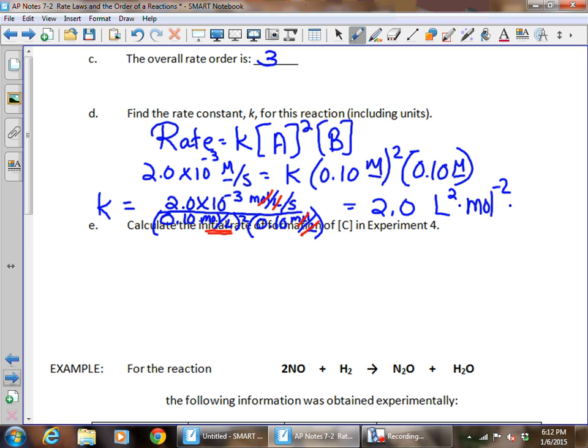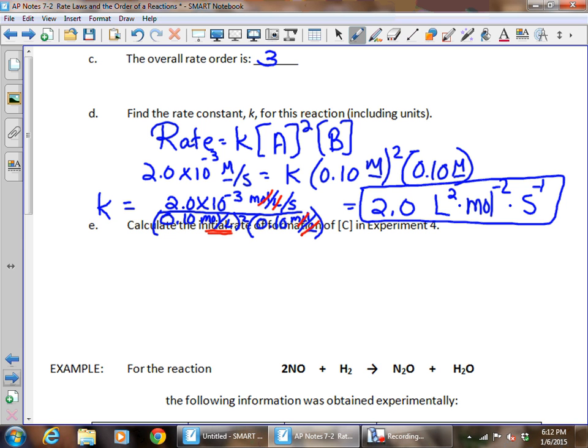And the one thing that never changes is our reciprocal time. No matter what we do with liters and moles, we're going to end up with reciprocal time still in there in the units somewhere. So those are our units for K in this particular reaction.